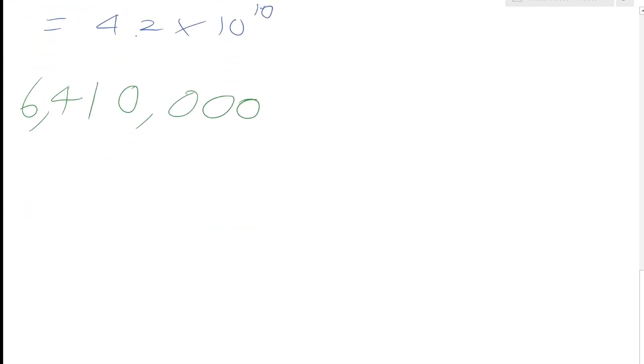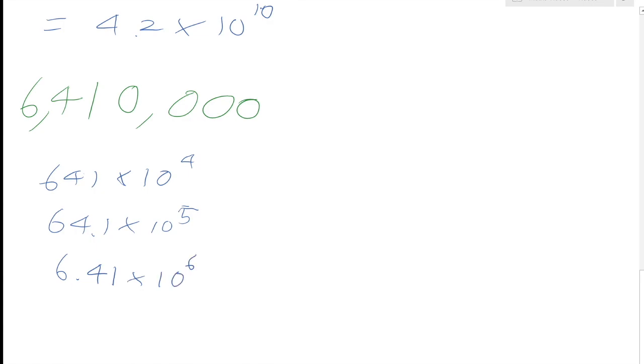6,410,000 is 641 times 10 to the 4. Again, we need to get it down between 1 and 10. Divide by 10, we get 64.1 times 10 to the 5. Again, we have to increase the power by 1, multiply by another 10. That's still not between 1 and 10. So we can divide by another 10 and we get 6.41 times 10 to the 6.